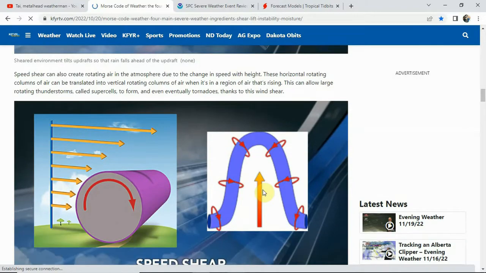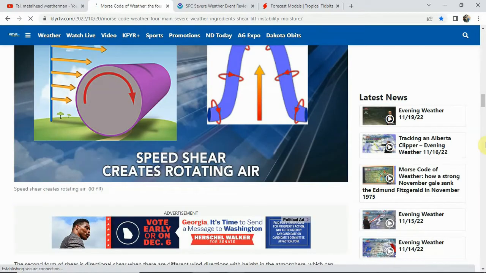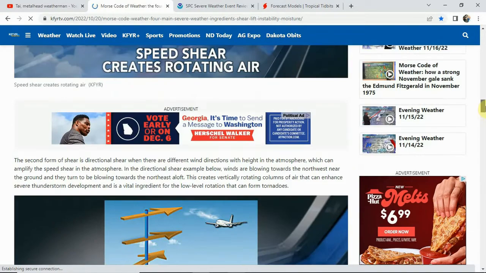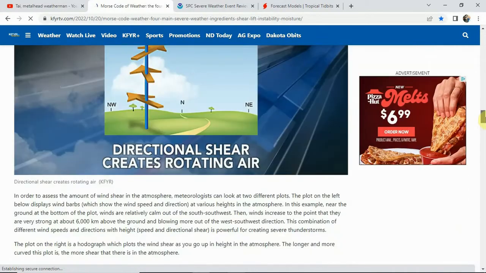tornadoes. Excuse me. I had something to drink, but I can't really burp for whatever reason. Apologize for that. Now here is directional shear here.